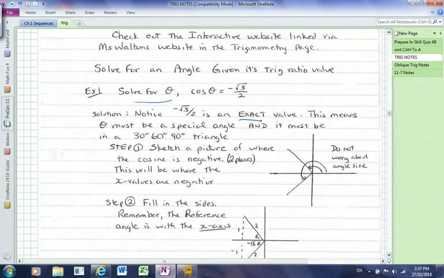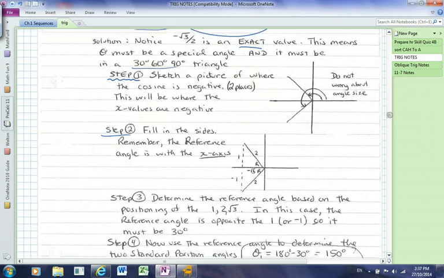Okay, so notice it's an exact value, so it's a special triangle. So the first thing we're going to do is sketch a picture where the cosine is negative. Okay, so that's the first thing I did there. Don't worry about your angle size. We don't really know how big the angle is. Second thing we're going to do is find the reference angle and then fill in the sides. Okay, so this is our reference angle.